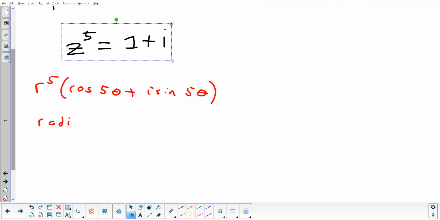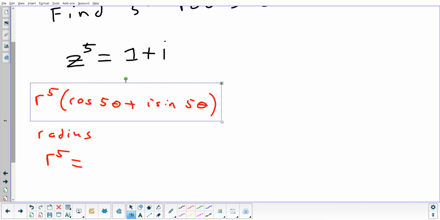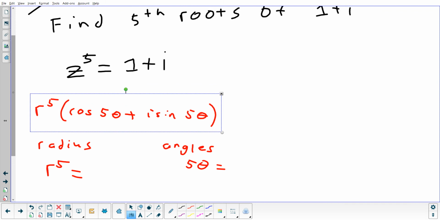I don't know what yet. And I'm going to have 5 theta equals something. I don't know what yet. That's what I need to figure out, which goes on the other side. But any question on just starting this off to get these 2 equations ready? All right, now we have to figure out what goes on this side. This is what is different in every problem.